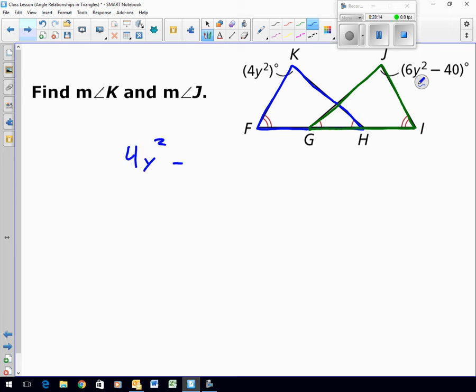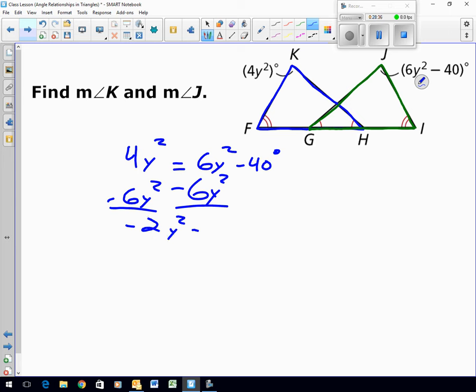4y squared equals 6y squared minus 40 degrees. Right? Now, yes, if you want to know what happens next, I'll show you. Don't worry, we're not going to finish this problem. Subtract 6y squared on both sides. You get negative 2y squared equals negative 40. Divide by negative 2. You get y squared equals 20.